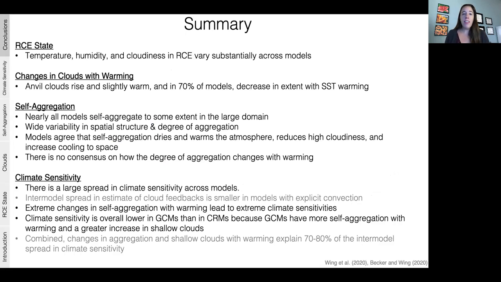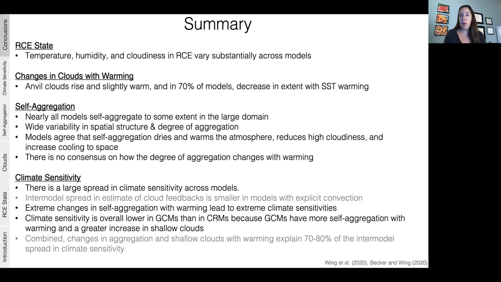But we found that the RCE state in terms of the temperature, humidity, and cloudiness varies substantially across our models, which is maybe surprising, though one has to remember that RCE is fairly unconstrained, which makes it actually a very tough test for these models. And so it really exposes, I think, what the true spread in these representations of convection actually is, things that might be masked over by stronger constraints in other types of configurations.